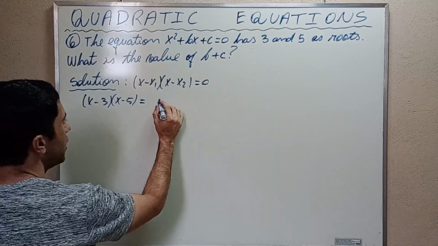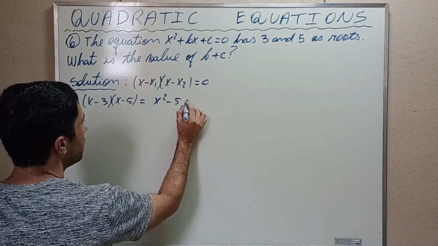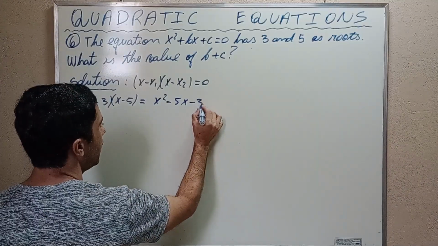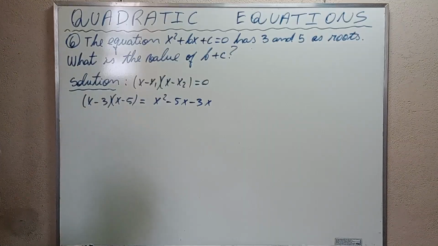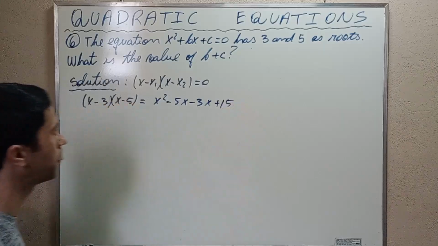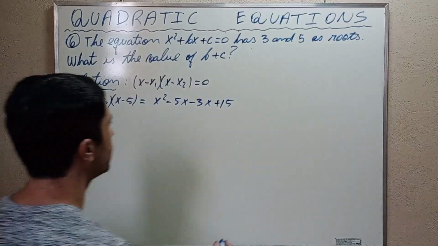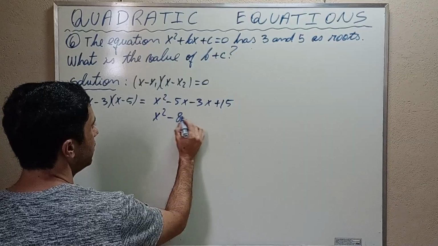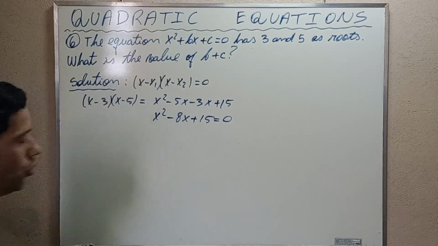x times x is x squared, x times negative 5 is negative 5x, negative 3 times x is negative 3x, and negative 3 with negative 5 is positive 15. And in this way, the equation that we are looking for is this: x squared minus 8x plus 15 equal to 0.